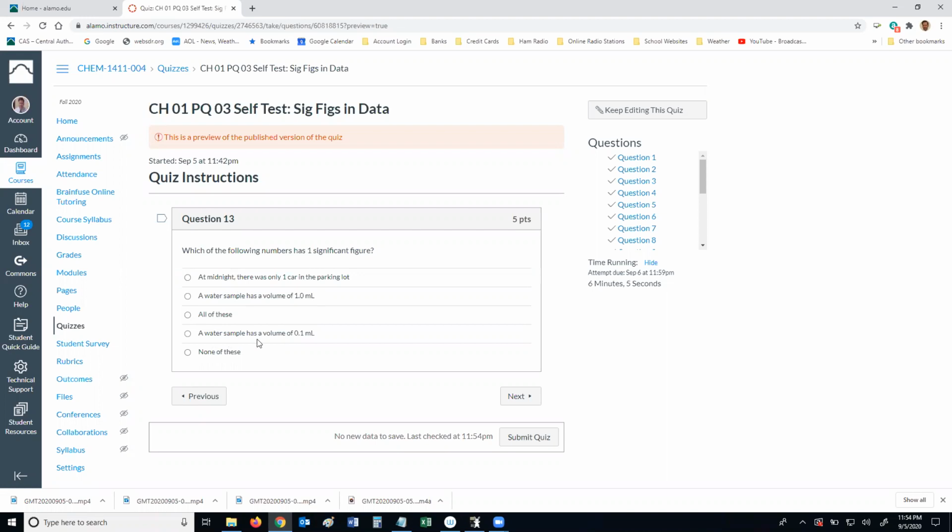Okay, a water sample has a volume of 0.1 milliliters. That one has one significant figure because all non-zero digits are significant, so that 1 is significant. That 0 before the decimal point is a 0 at the beginning of a number and is not significant. So this is the only one of these that has one significant figure. So then that lets none of these out as the answer because we did find one that has one significant figure. And so that's our only answer. A water sample has a volume of 0.1 milliliters. That measurement has one significant figure.